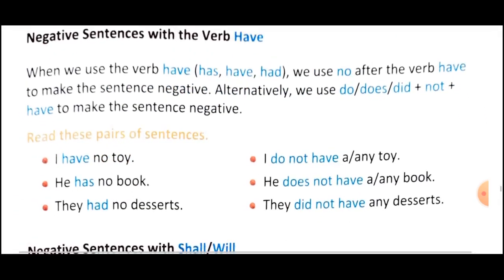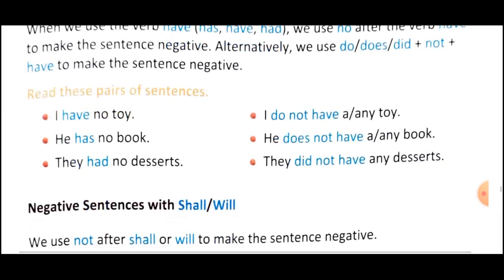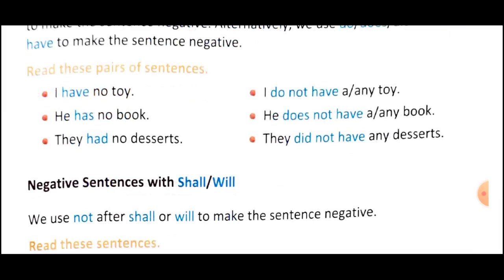Next, negative sentences with the verb has, have, and had. After that you have to add no or not. Let's see how you have to make this kind of sentences. First example, I have no toy. Then he has no book. They had no desserts. That means उनके पास टॉय नहीं था, बुक नहीं थी, डेजर्ट नहीं था.